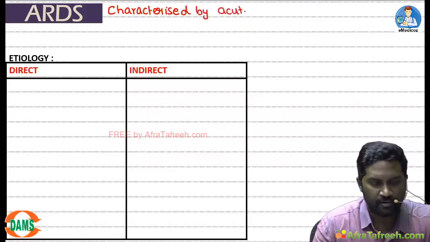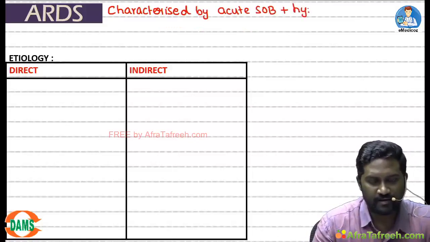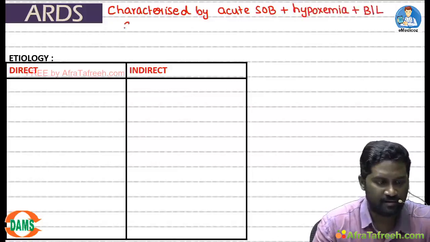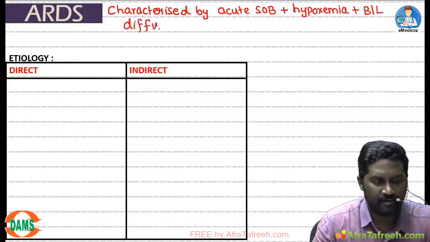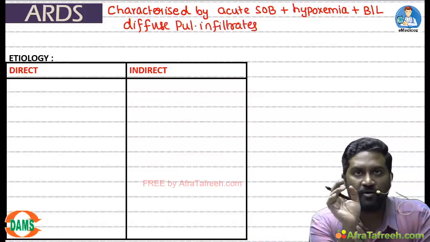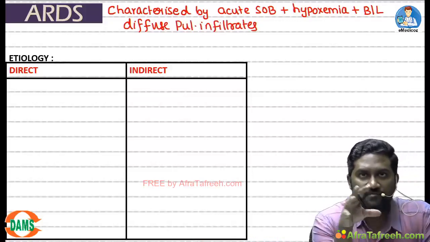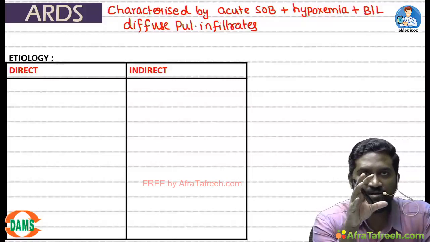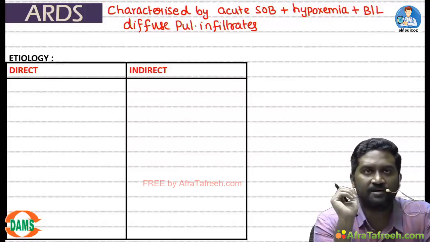acute shortness of breath, along with that hypoxemia and bilateral diffuse pulmonary infiltrates. Patient will have acute shortness of breath, and if you see his blood, oxygen will be less, and if you see his chest X-ray, it will be filled with infiltrates bilaterally. This phenomenon is called ARDS.